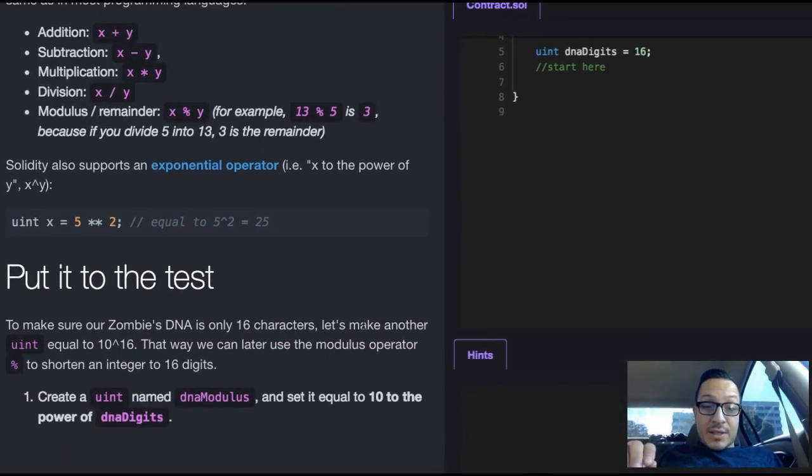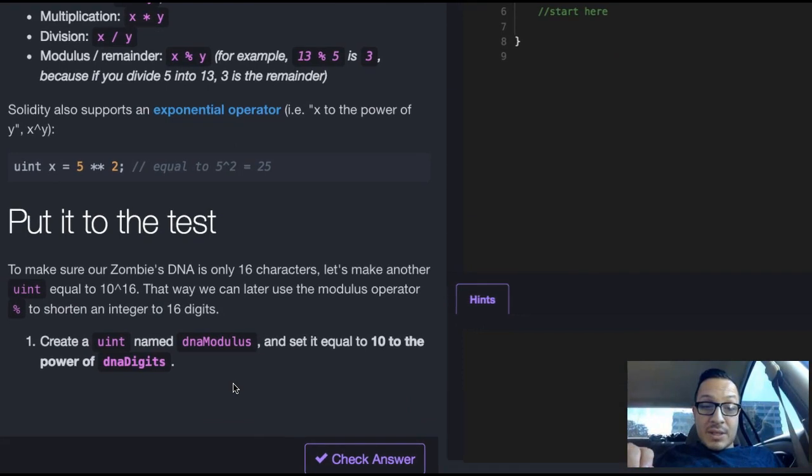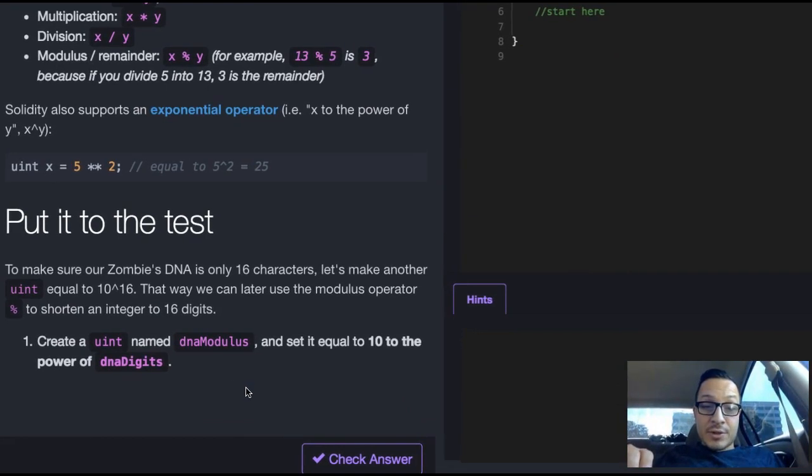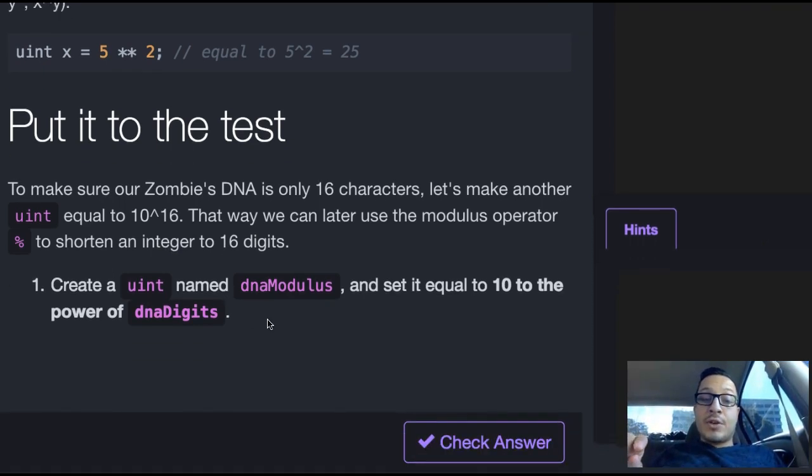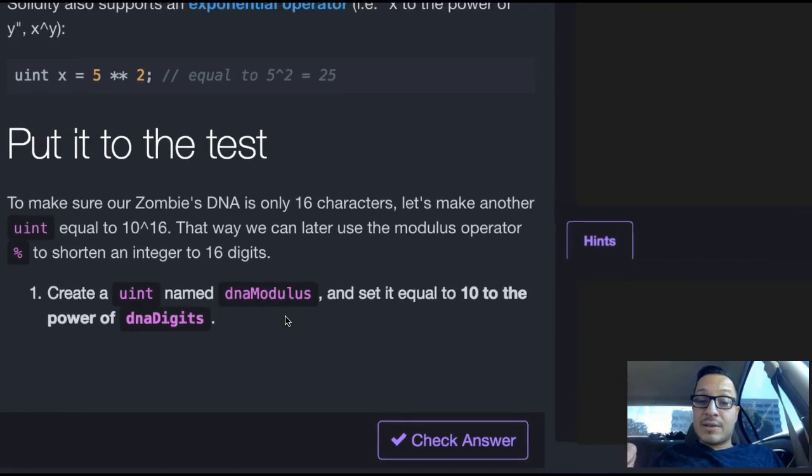Down here it says, put it to the test. To make sure our zombie's DNA is only 16 characters, let's make another uint equal to 10 to the 16th power. That way we can later use the modulus operator to shorten an integer to 16 digits. Create a uint named dnaModulus and set it equal to 10 to the power of dnaDigits.